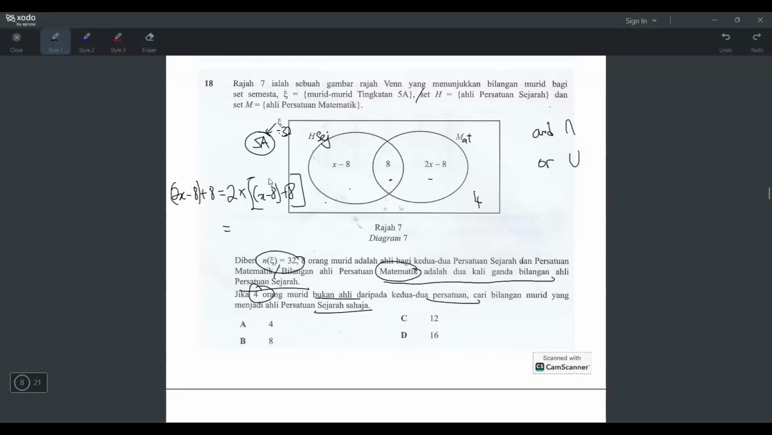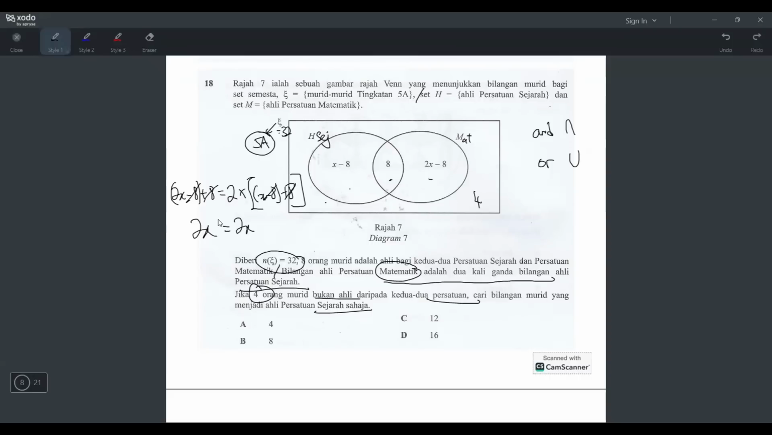Okay, first I will do yang big bracket ni dulu. So negative 8 plus 8 kosong lah. So tinggal X saja. And then X times 2 is 2X here. Okay, what about here? Negative 8 plus 8 also can potong sebab jadi kosong. And then dapat 2X. Wait, what? So 2X equals 2X?